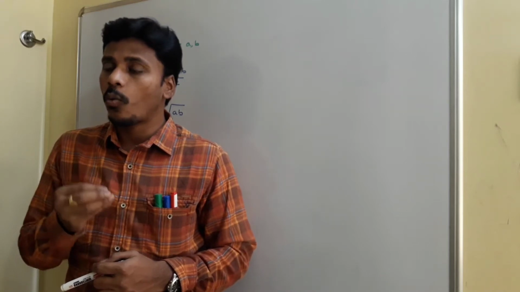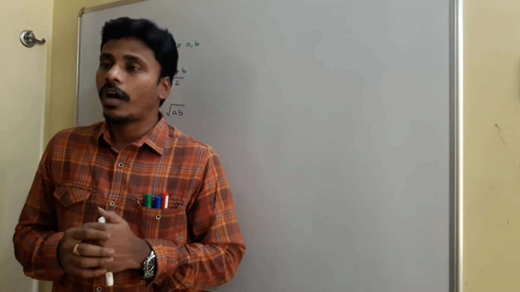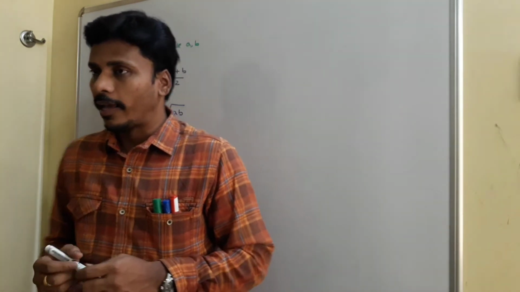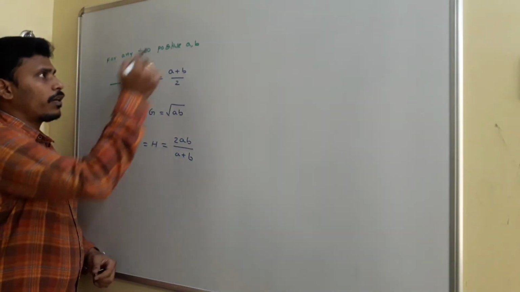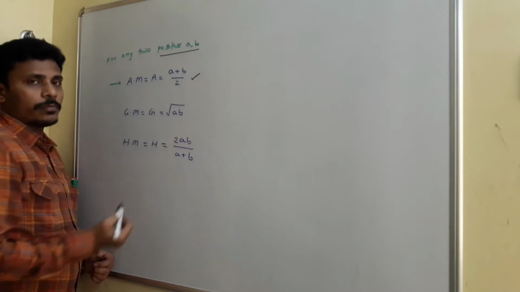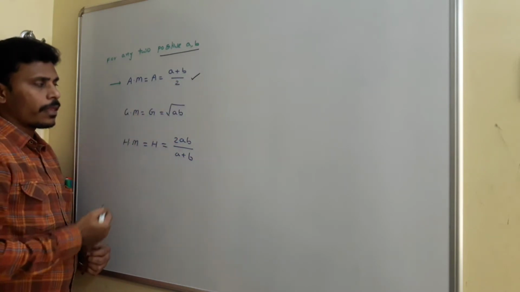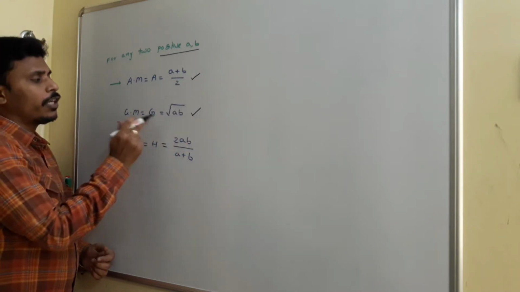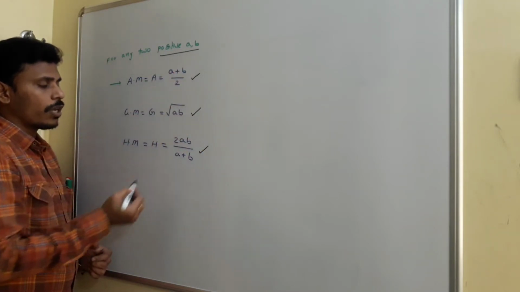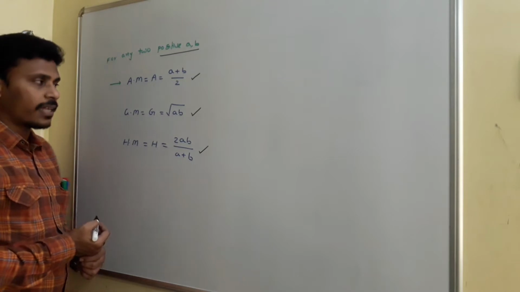Suppose we have only two numbers a, b. Then the single arithmetic mean between a and b is mentioned like this, right? For two positive numbers a, b, the arithmetic mean is (a+b)/2, let it be A; the geometric mean is root ab, denoted by G; and the harmonic mean of those two numbers a, b is 2ab/(a+b), and let's mark it as H.